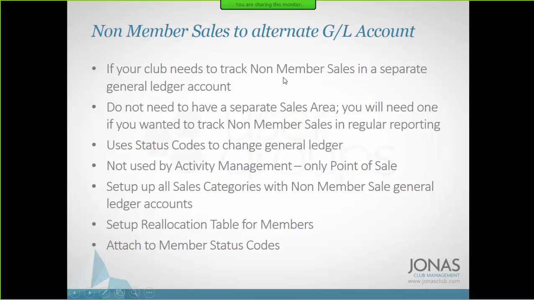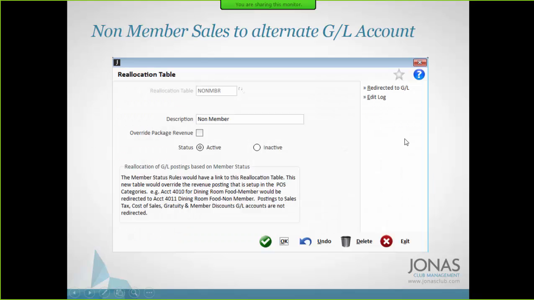This is a way of doing it without having the server make any changes. You don't have to have separate areas, and it's like the status discount. It's completely automated. Now the way we do this is through something called a reallocation table in the point of sale. And that reallocation table is linked to the member status code. So what you end up doing is creating a reallocation table. This is misleading because they've set it up as non-member. Normally the reallocation table would be member.